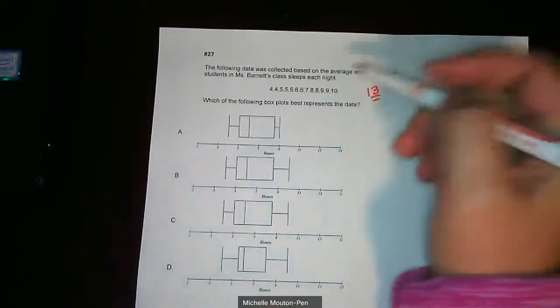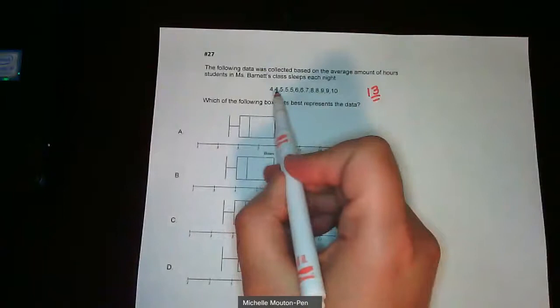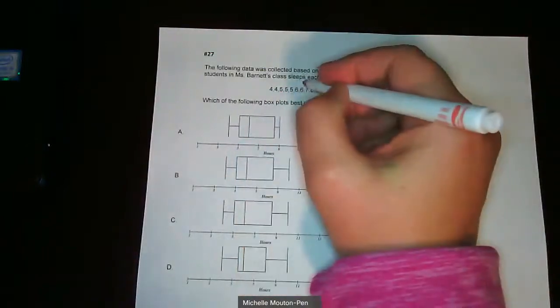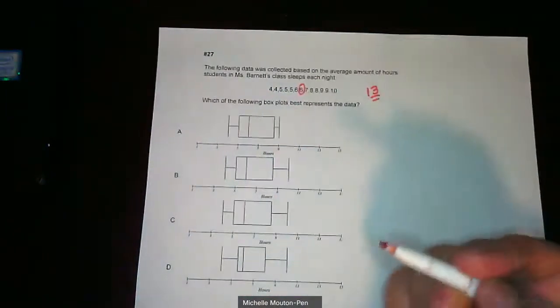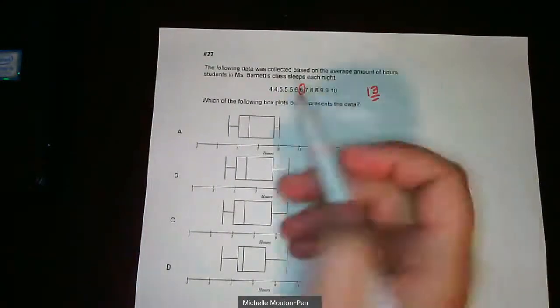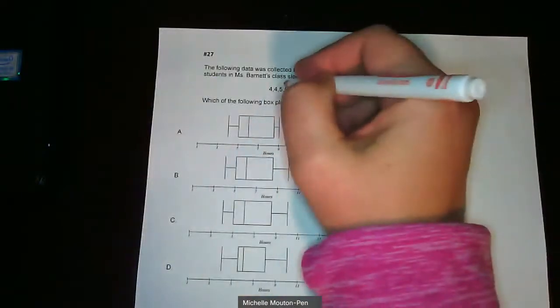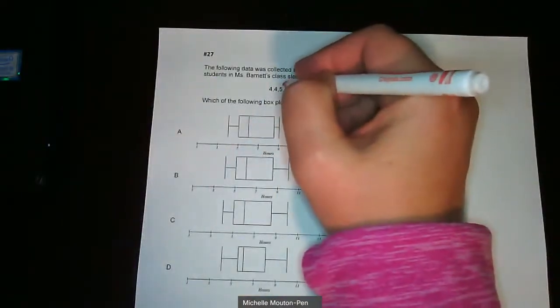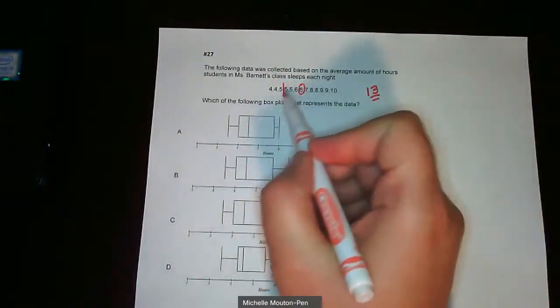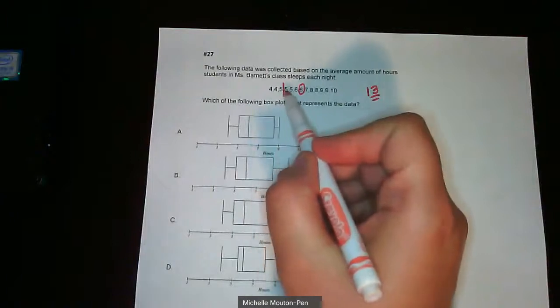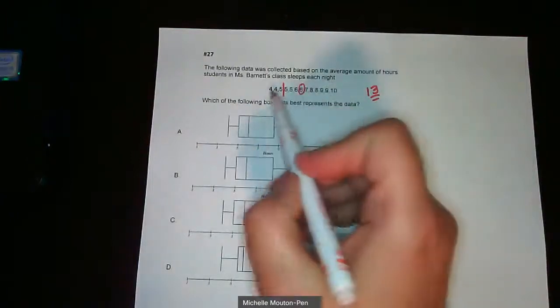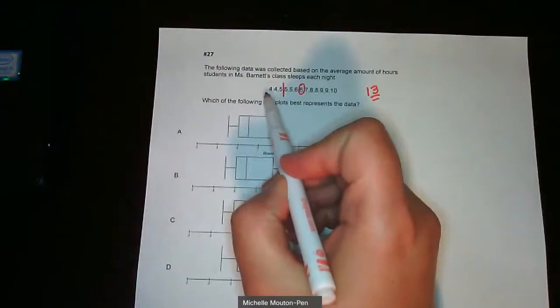If I think about it, 13 means I'm going to have 6 on the left, 6 on the right, and then there will be the one that's in the middle. So 1, 2, 3, 4, 5, 6. This right here is the number in the middle, which is my median. Since I had 6 on the left, between the third and the fourth number is going to be my lower quartile. In this case, the middle of 5 and 5 is 5. And then my minimum number is 4.